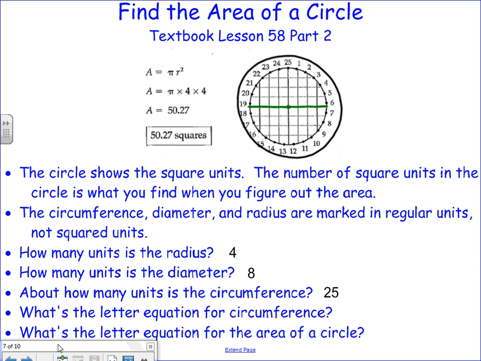What's the letter equation for circumference? Remember circumference, C equals pi times diameter. When we want to find the circumference, we take pi times diameter. What's the letter equation for the area of a circle? Well, when we want area, we take pi times the radius squared. So area equals pi times the radius squared.